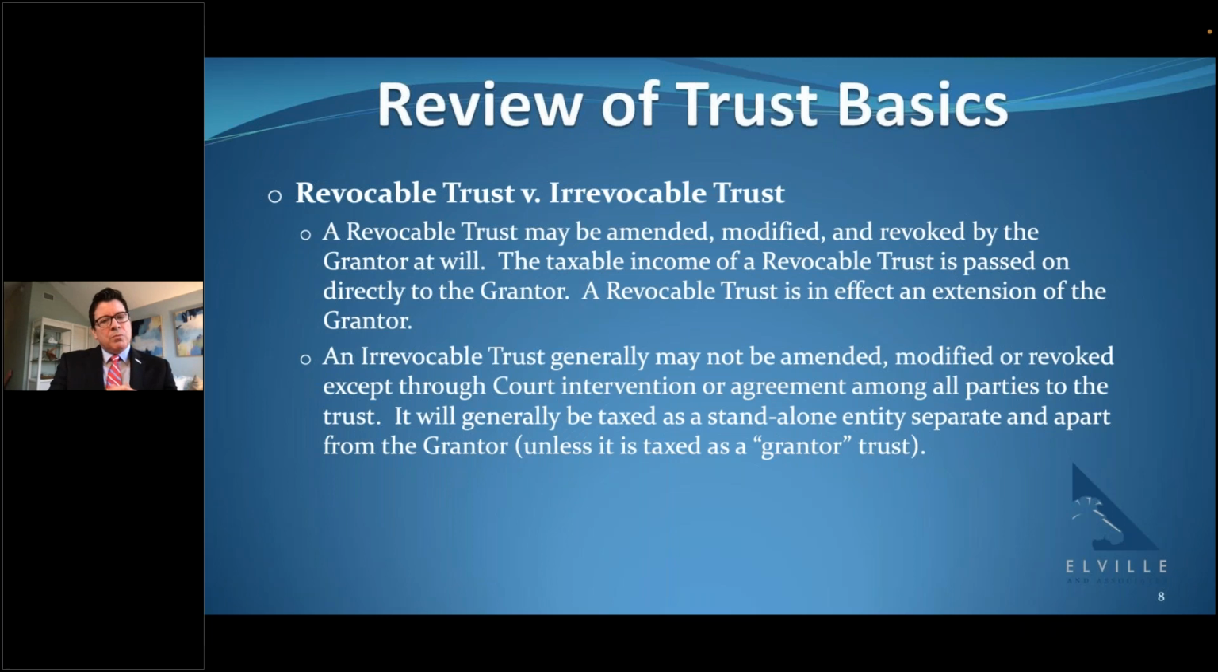Now, a revocable trust, as some of you already well know, is nothing more than a substitute for a will. So a revocable trust is not magical. It is not mysterious, although it sounds like it to some people. It is simply an alternative.